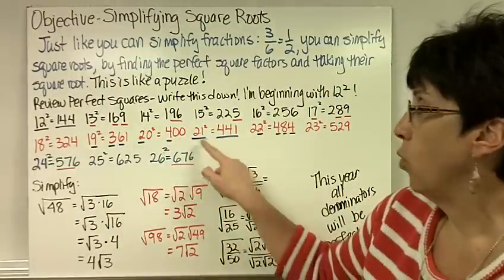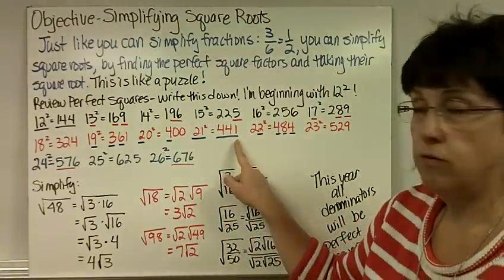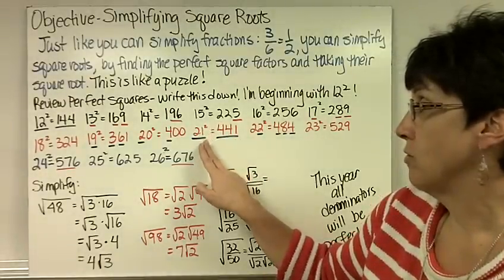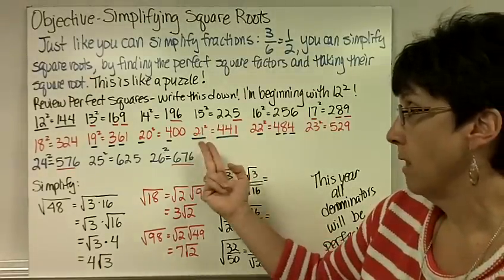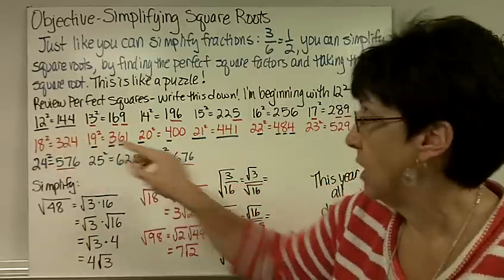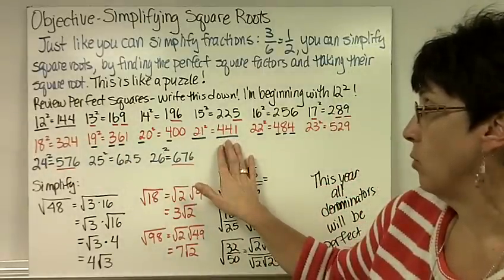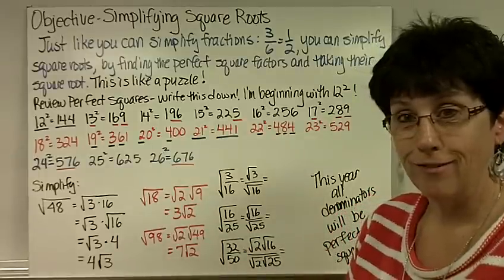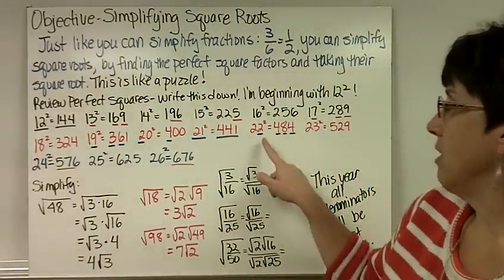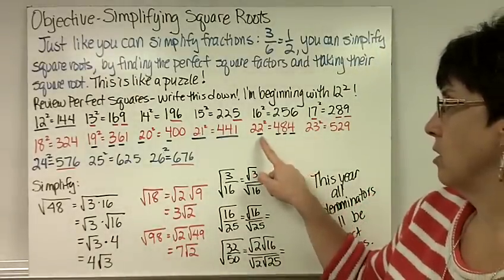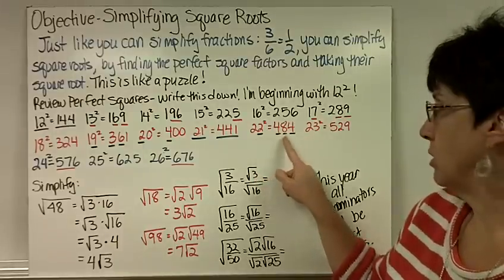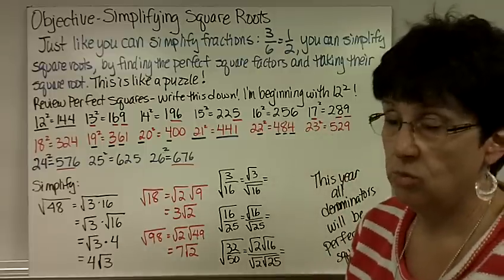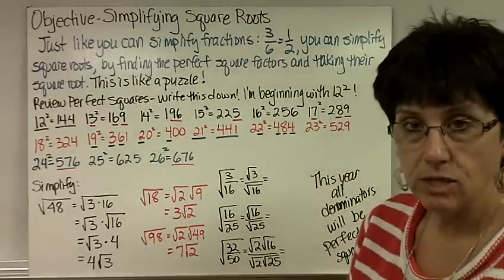zeros. 21 squared is 441, and this one's cool because if you reverse the order of 21, what do you get? 12. And if you reverse the order of 441, what do you get? 144. That's pretty cool, huh? All right, 22 squared is 484. So we have the 2, we double it, and then we go back down. 23 squared is 529. I never remember that one. But these next ones are pretty neat.